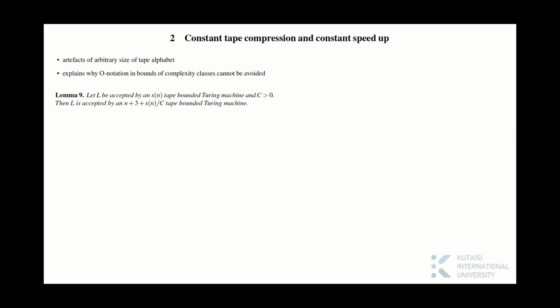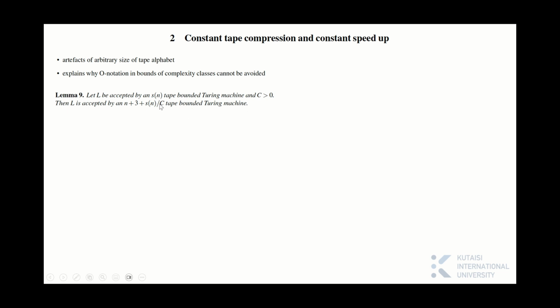The thing is, you cannot get rid of it, so big O notation cannot be avoided. The idea is that if L is accepted by some S(n) tape-bounded Turing machine, so on an input of length n it does not exceed space S(n), and you give me some constant number C, then I can construct a new Turing machine that accepts the same language with an S(n) divided by C tape-bounded machine.